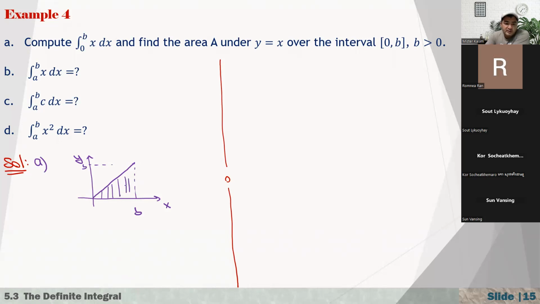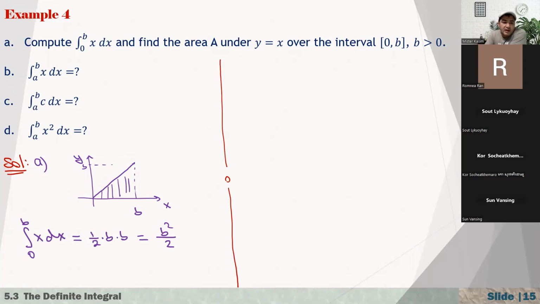Since we compute the integral from 0 to b of x dx over this interval from 0 to b, the function is non-negative, so this definite integral is equal to the area under this curve. Now, what is the area? It is 1 over 2 times the base b times the height b, which is simply b squared over 2. I still don't know how to calculate the integral itself, but from the definition, without calculating, we can write the answer of this definite integral.